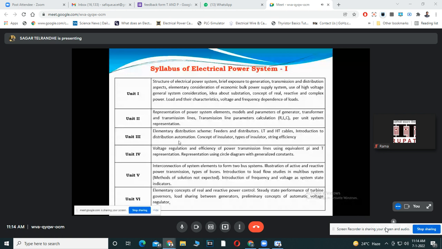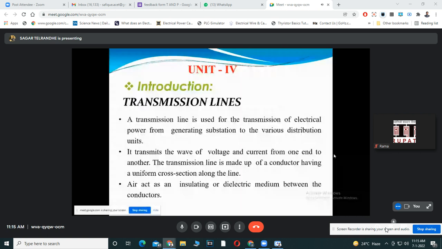We'll be starting with the introduction. A transmission line is a link between the generating station and the distribution station. The purpose of this transmission line is to transfer power from the sending terminal, that is the generating station, to the load, that is the distribution side. Thus, being a link between the generating station and the distribution system, a transmission line is used for transmission of electrical power from the generating substation to the various distribution units.